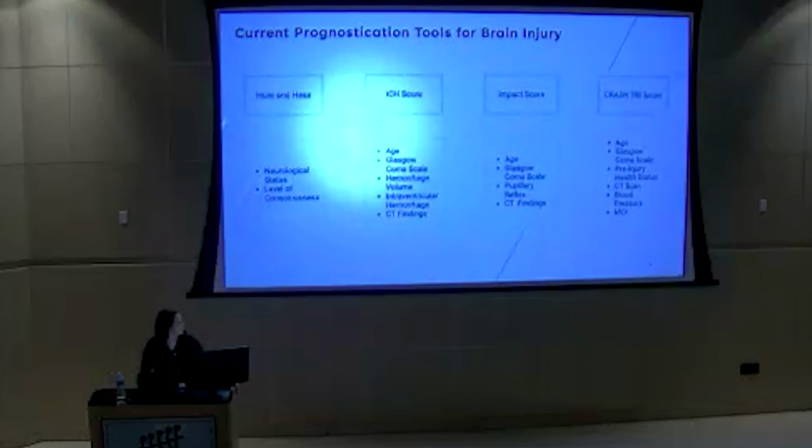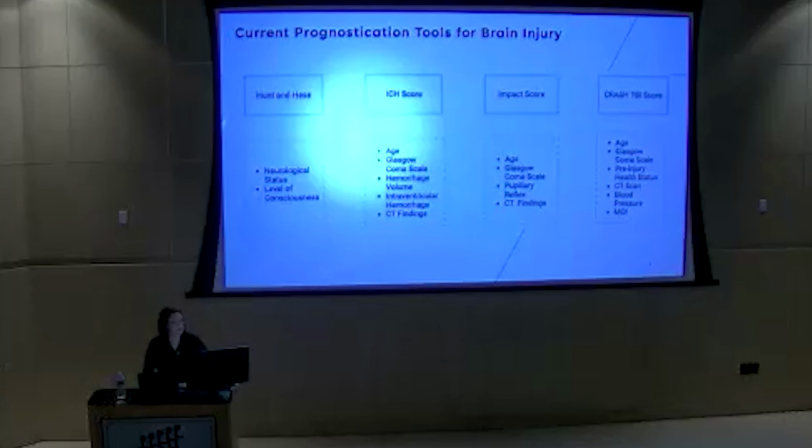So we do have some tools for prognostication. I'm not going to dive in depth to these, but to give an overview, Hunt and Hess is used in subarachnoid hemorrhage. The intracerebral hemorrhage score takes into account age. Glasgow Coma Scale is the number that patients are given when they come to the hospital, which indicates their severity. It ranges from 3 to 15, and it includes eye, verbal, and motor response.